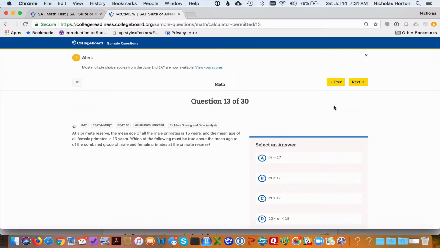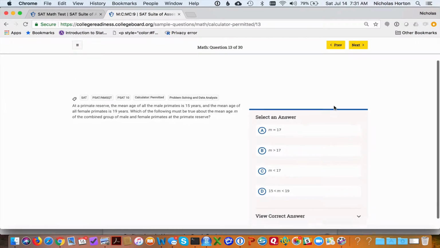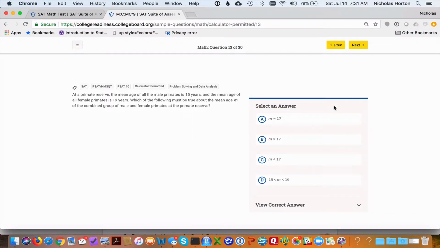Question 13 actually gives us kind of a neat question. If the mean age of the males is 15 and the mean age of the females is 19, what does that tell us about the overall mean? So it's thinking about kind of properties of these summary statistics and subgroups.